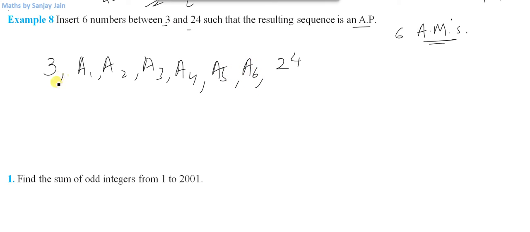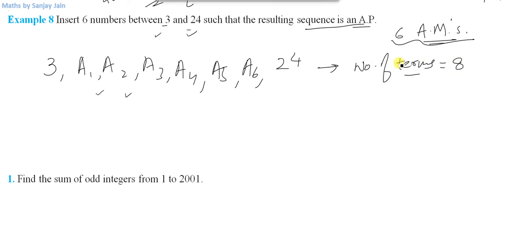Now when I insert n number of AMs between any two numbers, the resulting sequence is an AP. So I have inserted these 6 numbers in a way that the resulting sequence becomes an AP. So now in this AP, what is the total number of terms? I have inserted 6 AMs. 2 terms were there already, 3 and 24. So I have got a total of 8 terms now. Okay, and this is my 8th term.